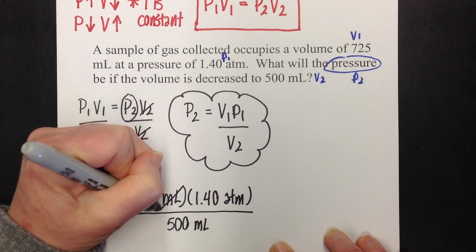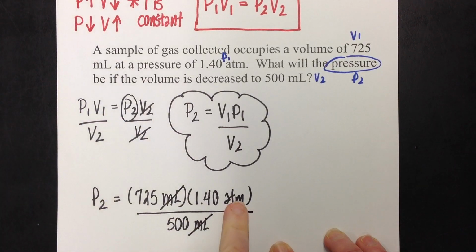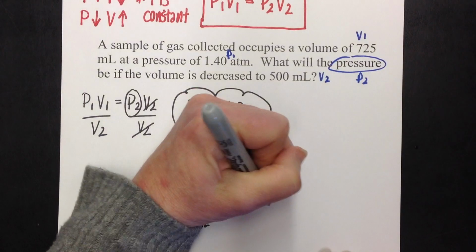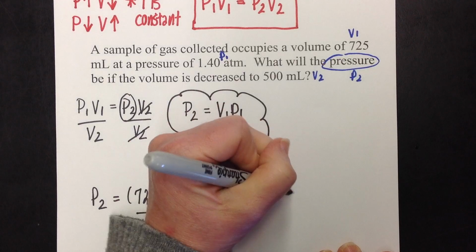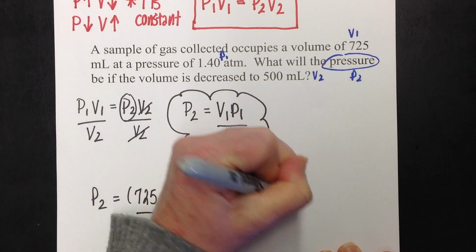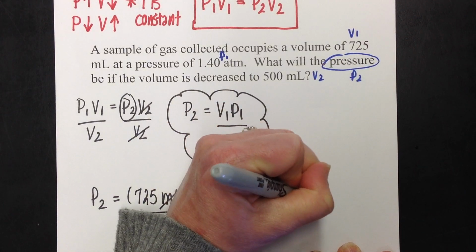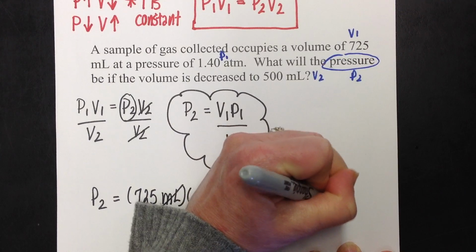Now, milliliters cancel, leaving me with atmospheres. That's good news because they have asked me to solve for pressure, and I know that atmospheres is a unit of pressure. So all I have to do is multiply 725 by 1.4 atmospheres, divided by 500, and my new pressure is 2.03 atmospheres.